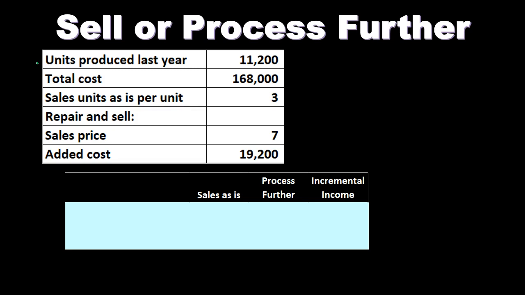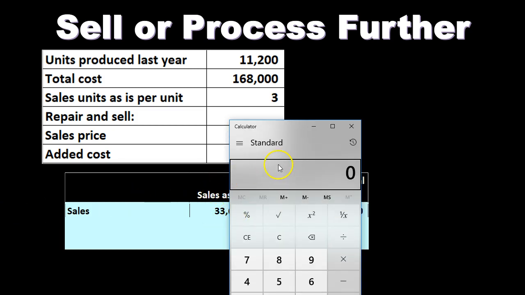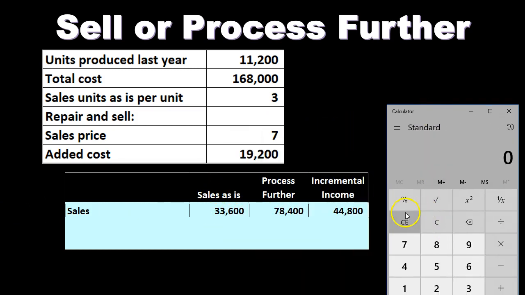So the way to look at this, we're going to set up our table. We've got the sell as is, or the process further, and the difference between the two. So if we have the sell as is, we're going to have the 11,200 units. So we've got the 11,200. We're going to say times $3. That's going to be the 33,600 on the revenue side, the sales side. If we process further, the 11,200 times the $7 would be 78,400. 78,400 minus the 33,600 is going to be 44,800.